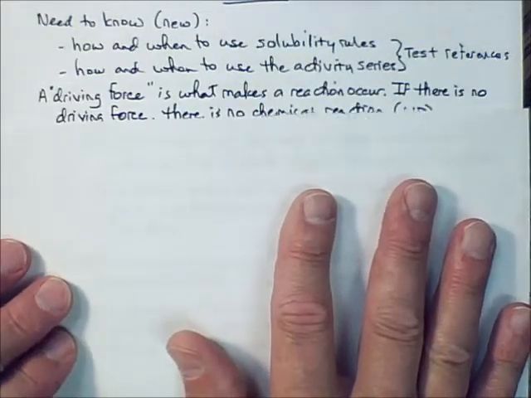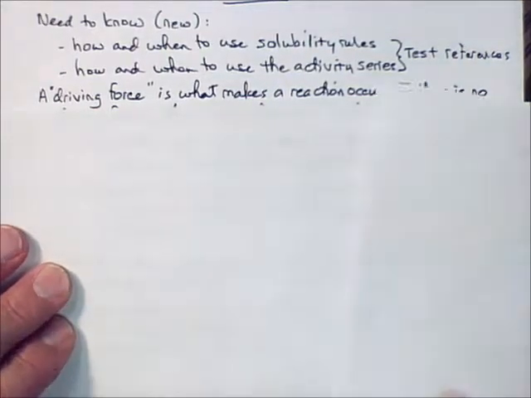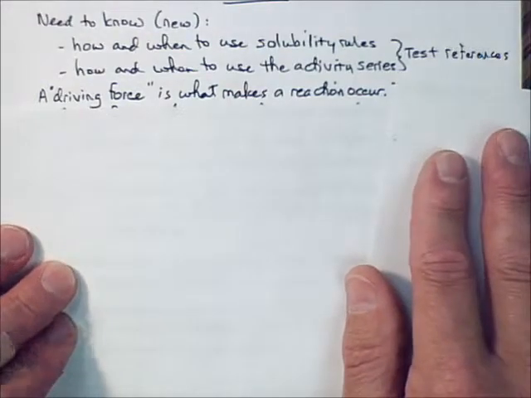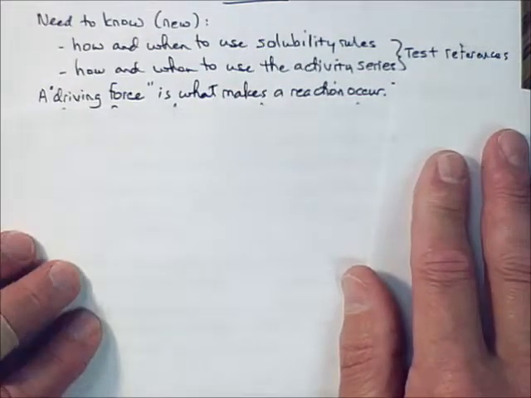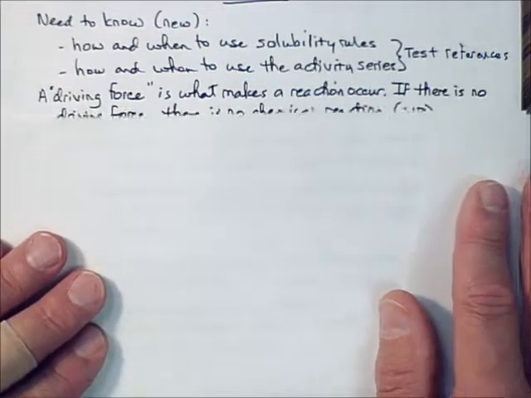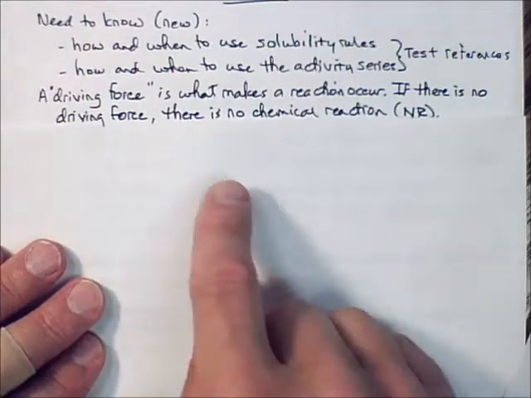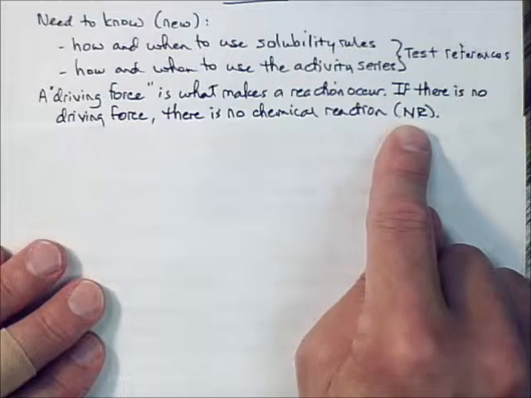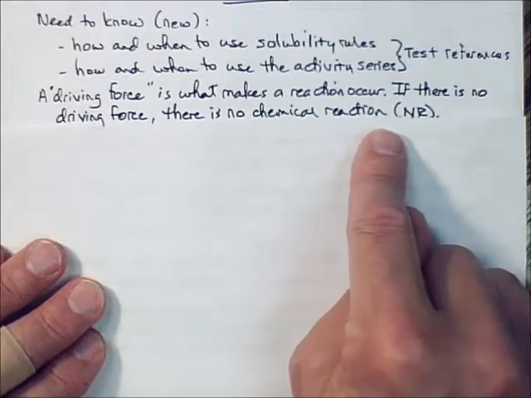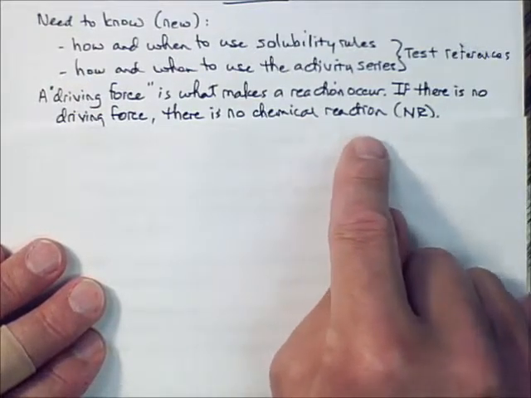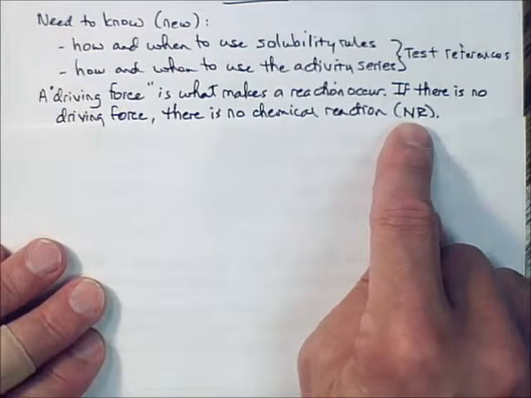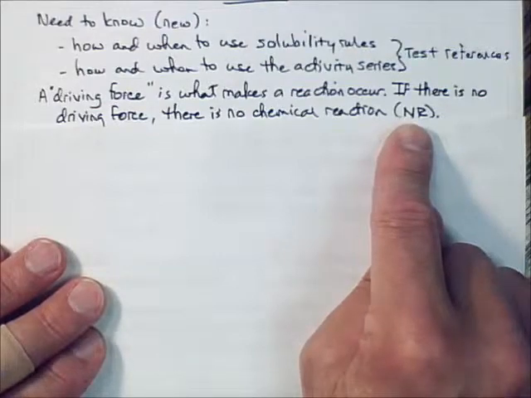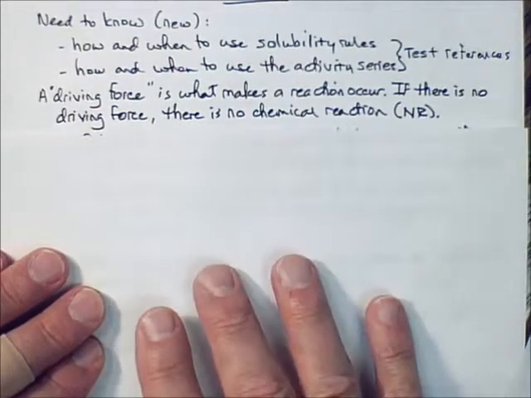Then we want to know about a driving force. What is a driving force? A driving force is what makes a reaction occur. There are lots of driving forces. We are only going to be dealing with a few in this section. If there is no driving force, there's no chemical reaction. And NR, capital N, capital R, is the symbol we use for no reaction. You can write out the words no reaction if you want to, but you can also use the symbol capital N, capital R. Make sure they're capitalized.